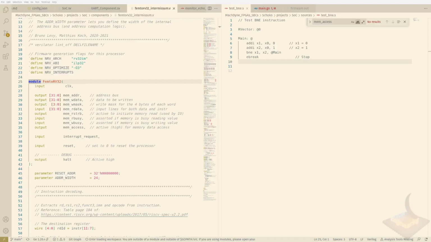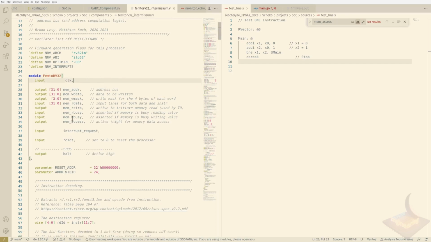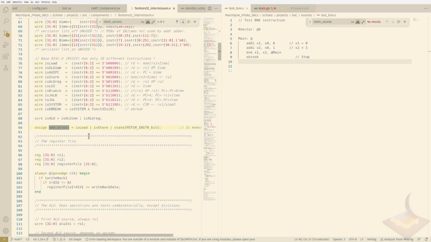Next, I want to talk about a slight hack that I made to the Femto processor. I don't think I need this, but it does solve my issue for the moment. So if we take a look at what that was, I've added this signal right here called mem access. Come down to its definition, it goes high whenever we're doing a load, a store, or we're in the fetch state. And the real question is, why did I add this? And I really don't think I need it, but for now, I'm going to keep it until I can address it.